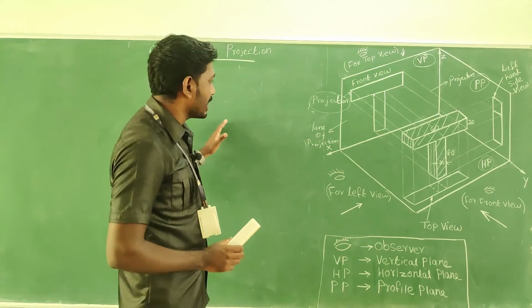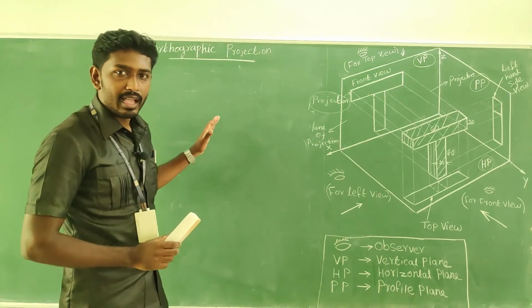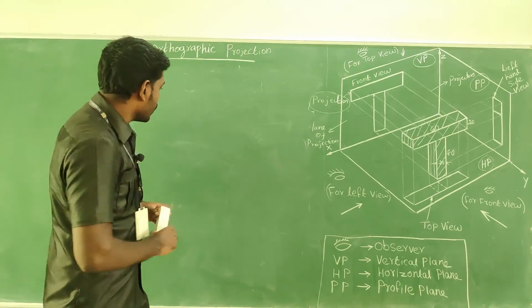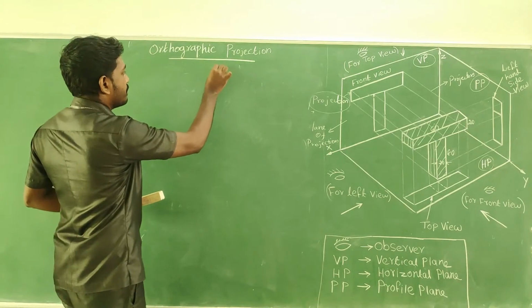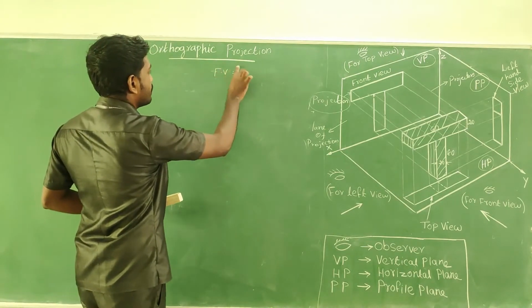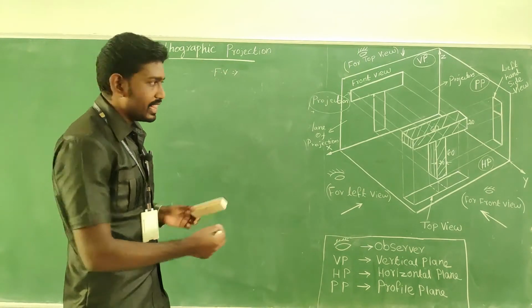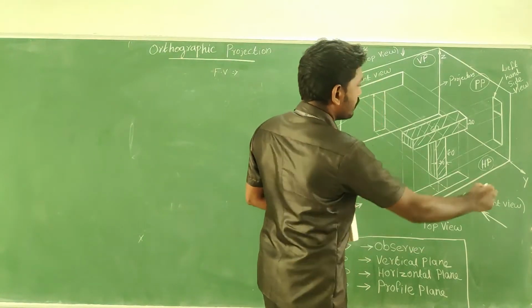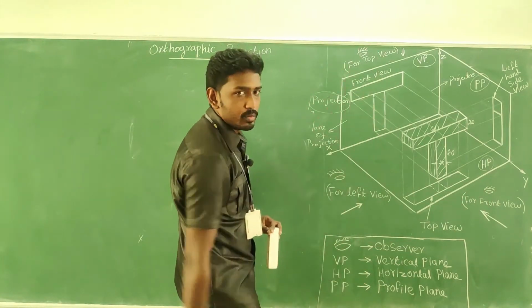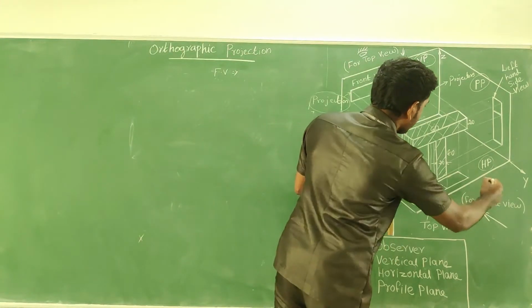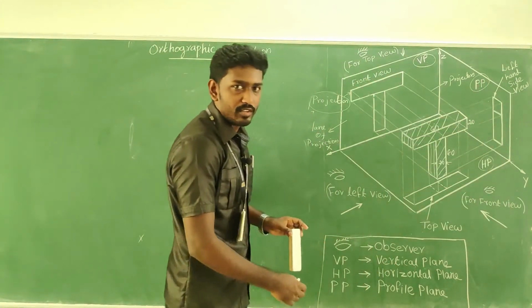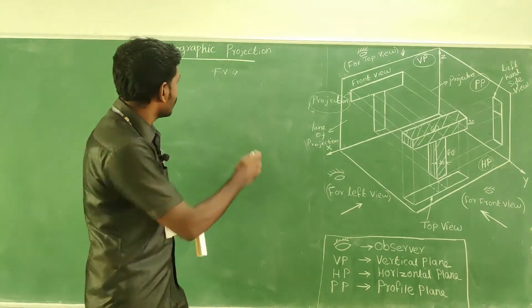So for which I'm going to capture the front view and top view in the paper, right? So first get the knowledge of boundary for the front view. In the front view, length of the object and height of the object will be covered.